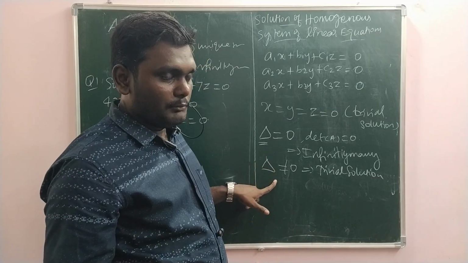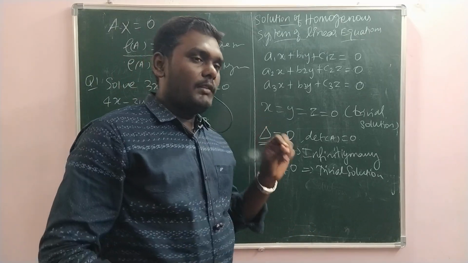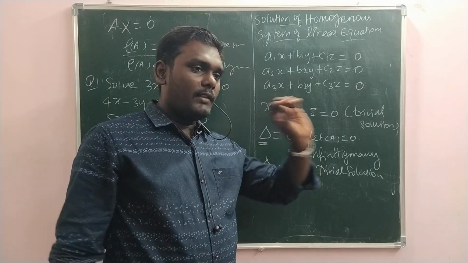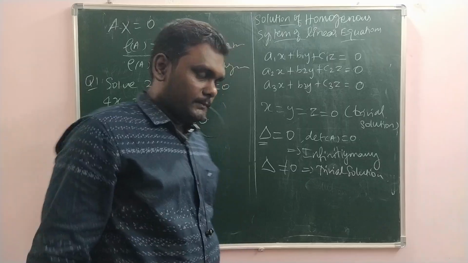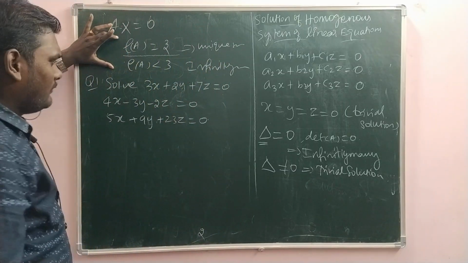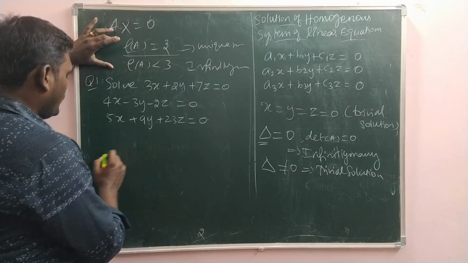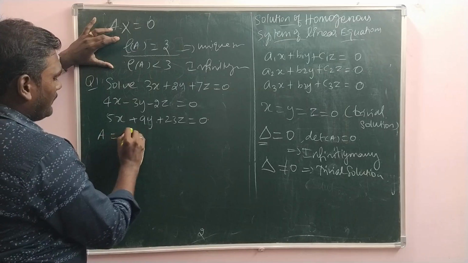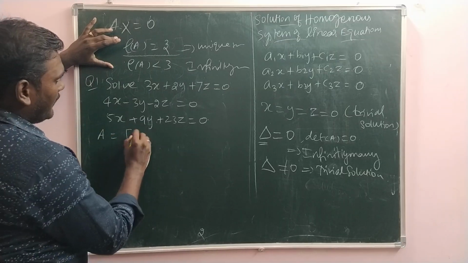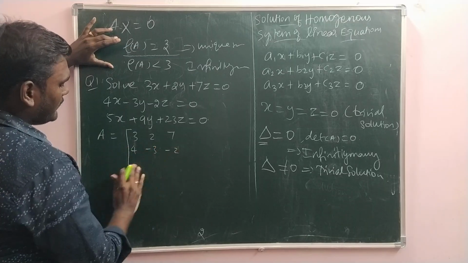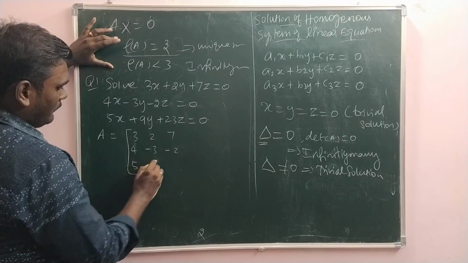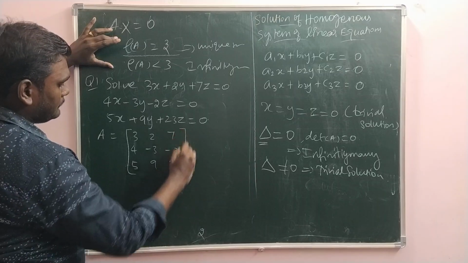Like that here also, based on the determinant, we can simply say whether it is having infinitely many solutions or trivial solution. That's all. But to get the solutions, we use this method. We will find the rank of A. So for that, we should write the matrix A. The matrix A is 3, 2, 7; 4, -3, -2; 5, 9, 23.